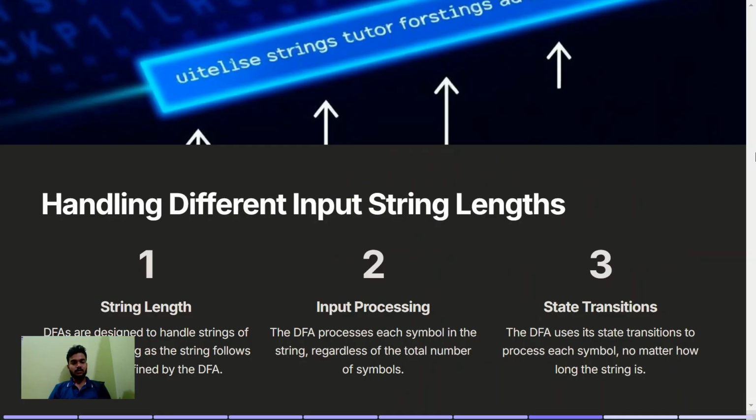Let's start with handling different input string lengths. The first step is string length, the second is input processing, and the third is state transition. In string length, DFAs are designed to handle strings of any length as long as the string follows the rules defined by the DFA. Input processing: the DFA processes each symbol in the string regardless of the total number of symbols. At the third stage, the DFA uses its state transition to process each symbol no matter how long the string is.